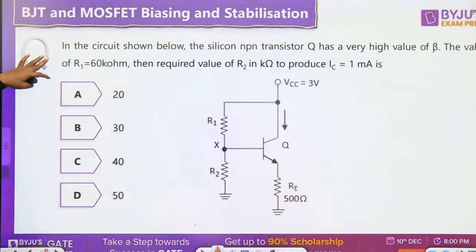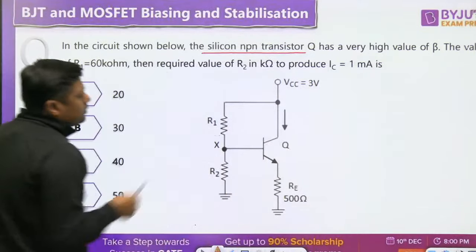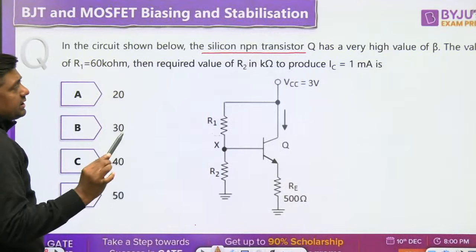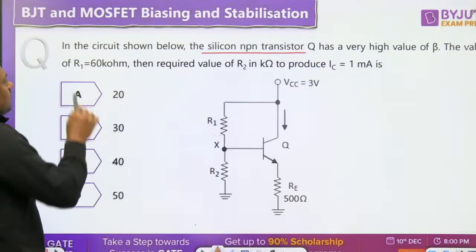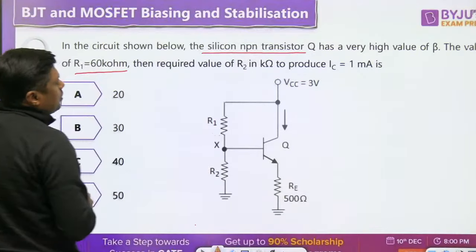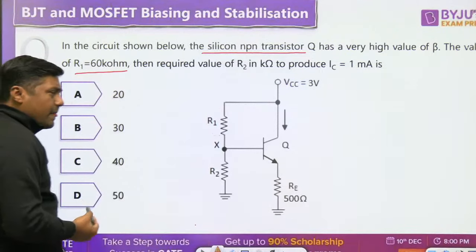In the circuit shown below, the silicon NPN transistor, normally the question is given on the silicon NPN transistor, with a very high value of the beta. If the beta is very high, no need to calculate the RTH because the current will be 0. The value of R1 is 60 kilo ohm. This is the R1, the value is 60 kilo ohm. Then find the required value of R2 in kilo ohm to produce IC equal to 1 milliampere.